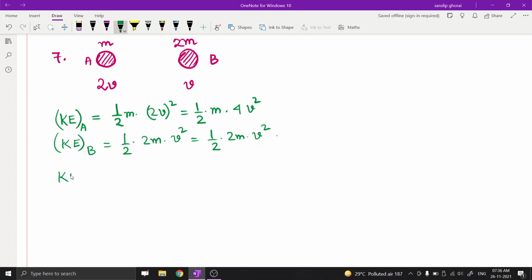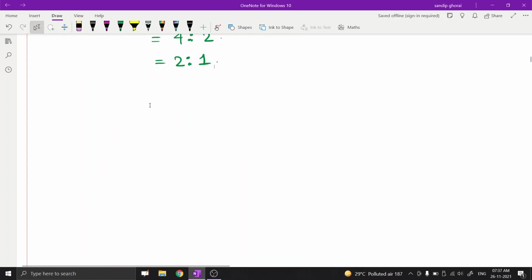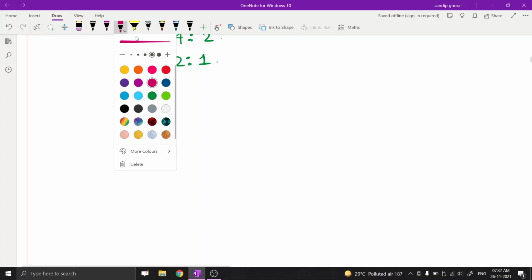So what is its ratio? Kinetic energy A is to kinetic energy B is equal to half m into 4v square is to half into 2m into v square. So the answer is, half cancels, v square cancels. That means 4 is to 2. Okay, so the final answer is 2 is to 1. Okay, this is your answer. Now we move to our next question, that is question number 8.